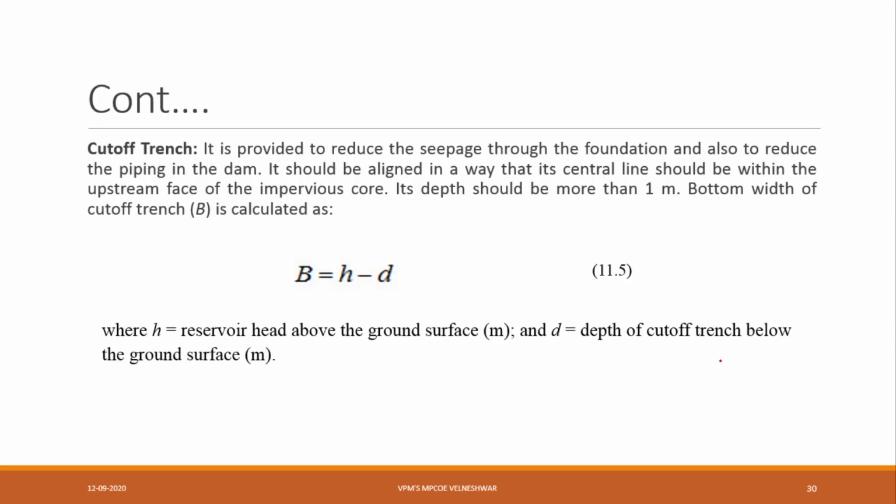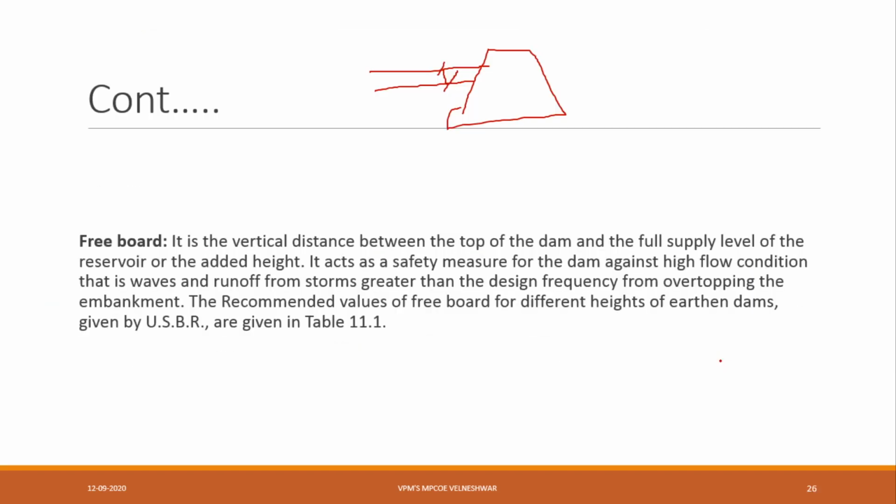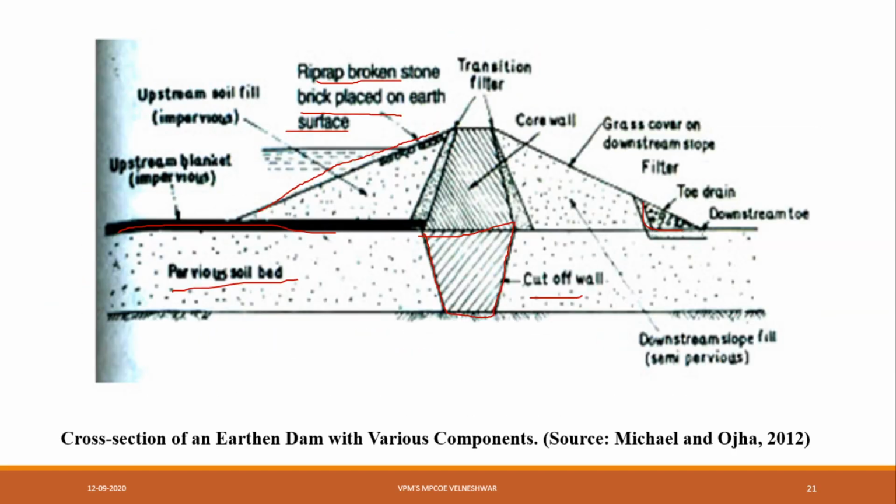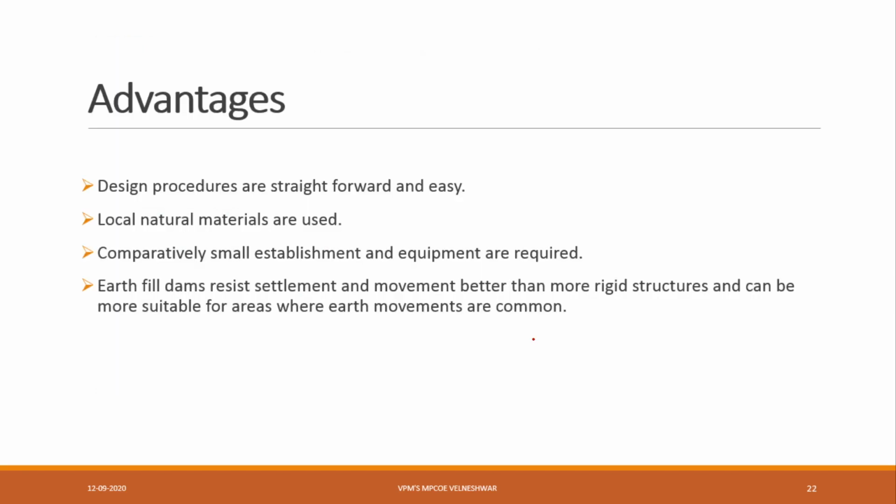Next, cut-off trench. It is provided to reduce the seepage through the foundation and also to reduce piping in the dam. Generally if you want to reduce this piping, here we can provide some trench material. Here trench is nothing but, see here, this one we can say as trench also. Here whatever cut-off wall is there, we can say as trench also.